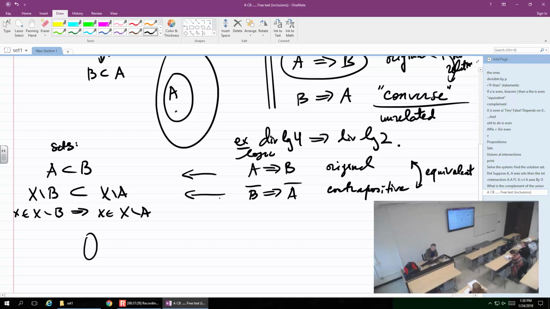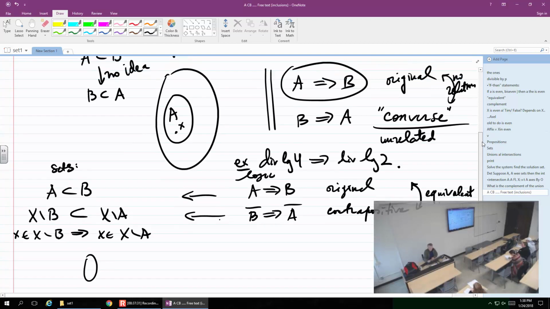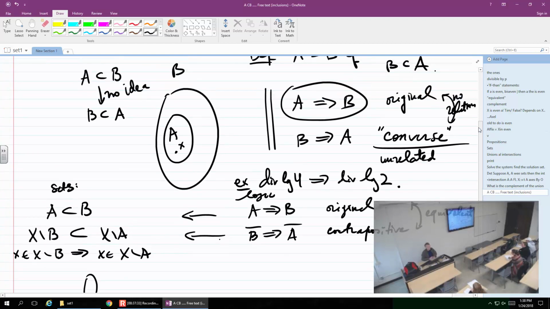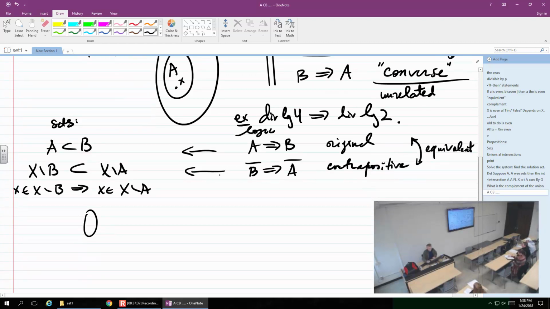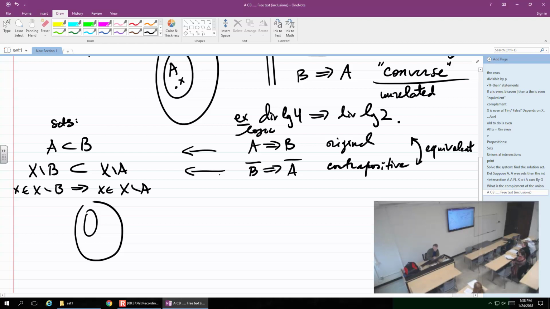Right? So this is my X over here. As you can see, the smallest set is A, the biggest set is B. If X is inside of A, it will have to belong to B. But then the same thing applies to the complements as well. It applies to any pair of sets. So if X belongs to the complement of B, it belongs to the complement of A. It might not be obvious. That's why I want to make a picture here.